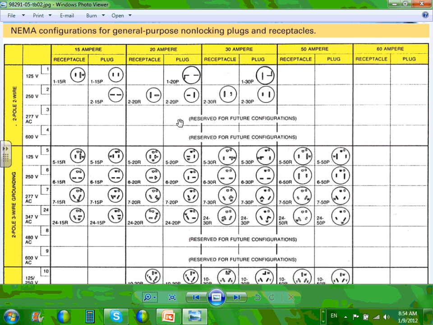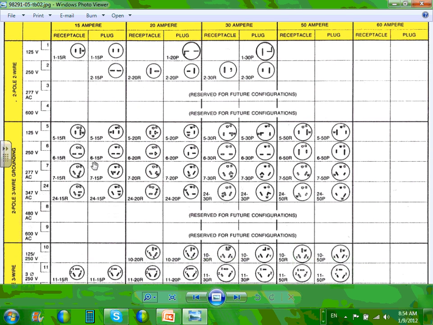And there's 2-pole, 2-wire, non-grounding. Forget about these. The first row, we don't use them anymore, except for replacement. The second row is the one that you use all the time. So I want to remind you, this one I'm looking at right here in front of you guys.